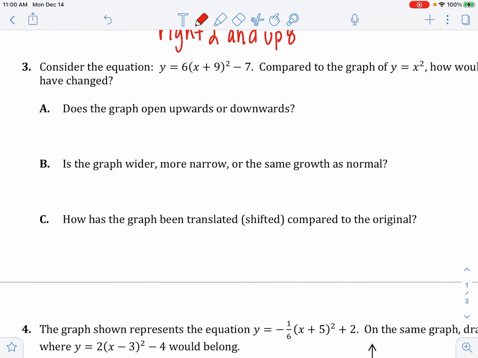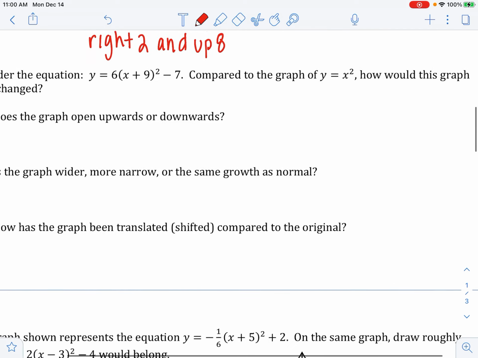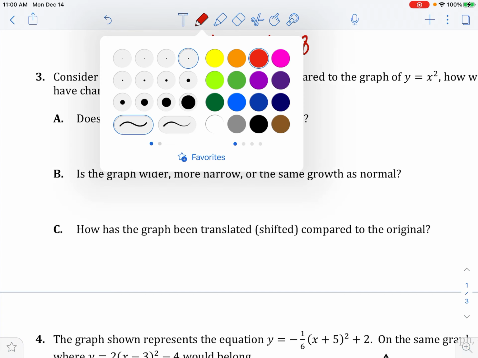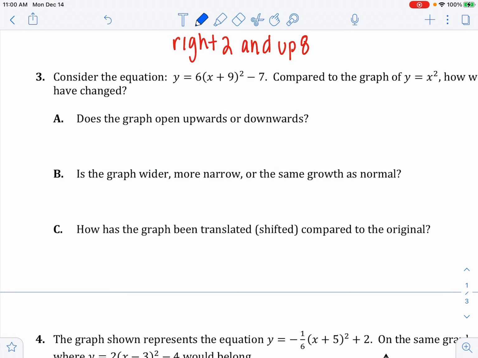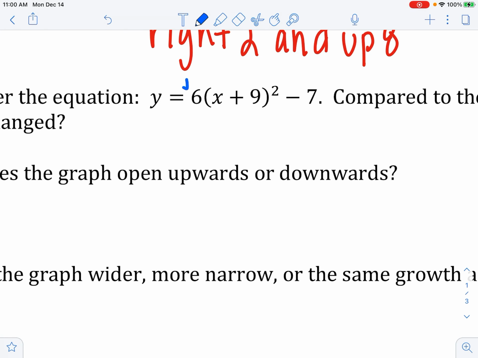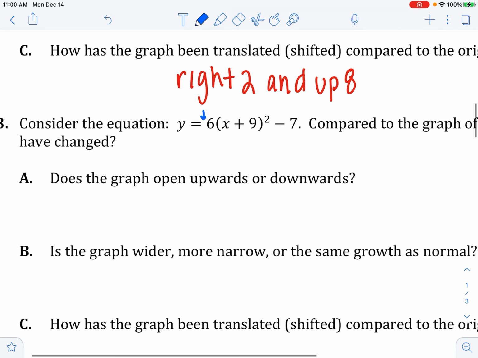All right, here's another one. Consider the equation y equals 6 times the quantity of x plus 9 squared minus 7, and compare that to y equals x squared. How would this graph have changed? So first off, I want to know, does our graph open upward or downward? If you look, this number is positive, so it is going to open upward.